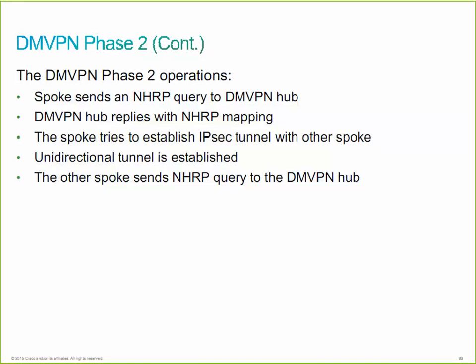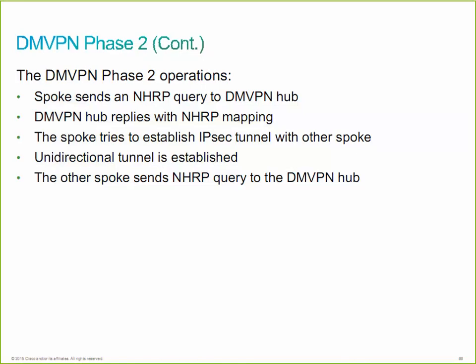All right? And this traffic can now pass. However, it only passes in one direction because we didn't establish a bi-directional tunnel. Remember, IPSec always establishes a unidirectional SA between the endpoints. So guess what's going to happen? In order to get bi-directional connectivity, the other spoke needs to go through the exact same process.